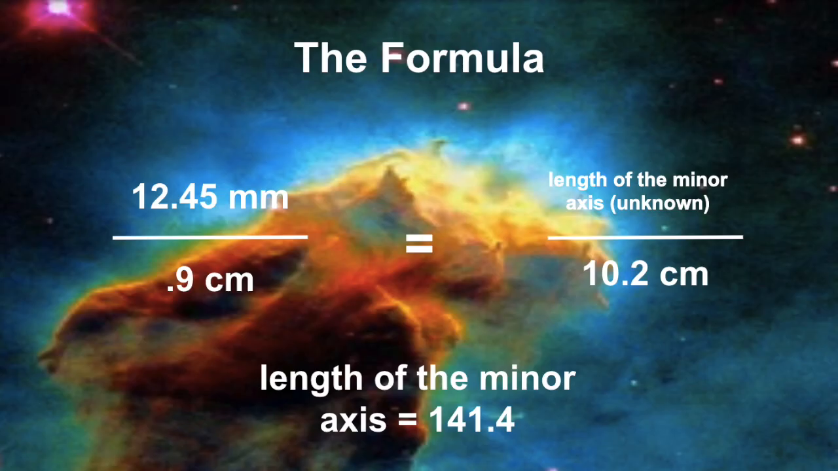Measurements must be as specific as possible for the graphing method to work. I found that the length of c on the graph was 0.9 centimeters, and the length of the minor axis on the graph b was 10.2 centimeters. When you plug these into the formula, the length of the minor axis calculates to be about 141.4 million miles.